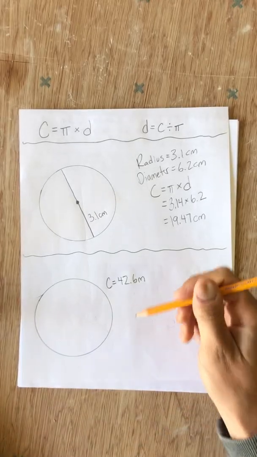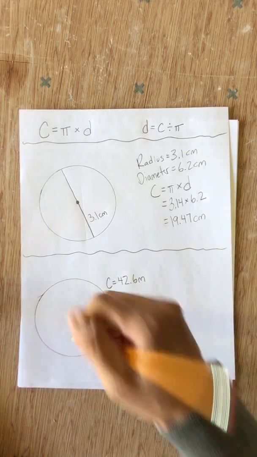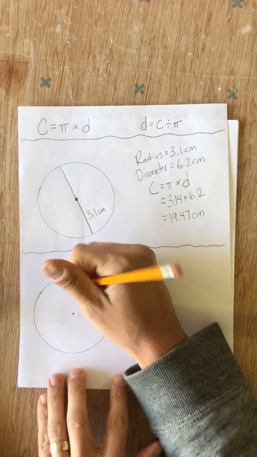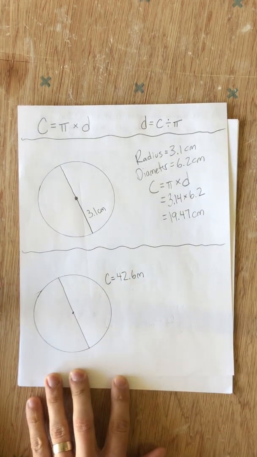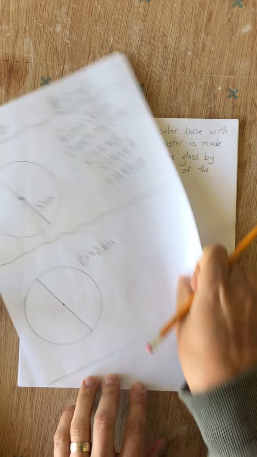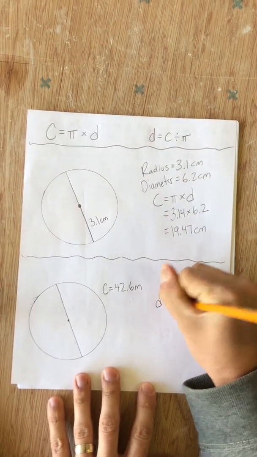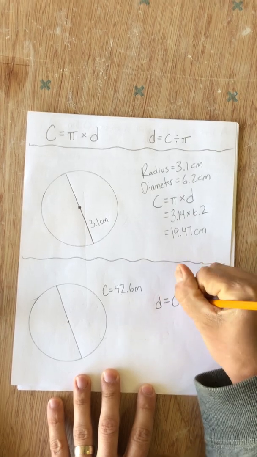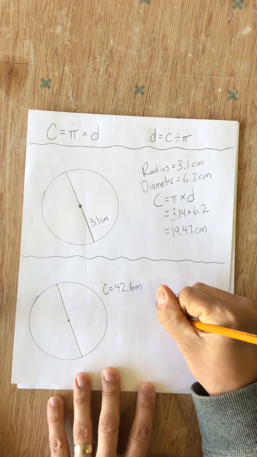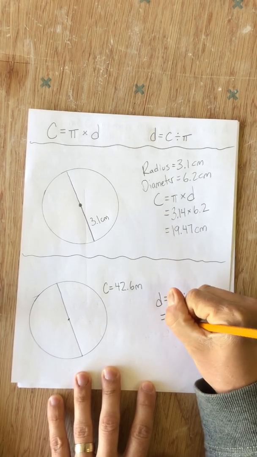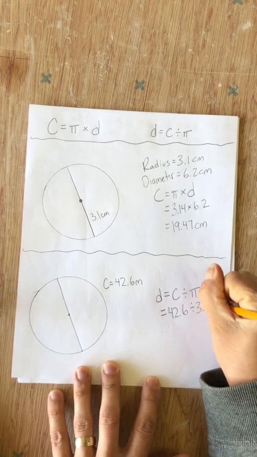Okay, now the second one down here. For this one, I'm given the circumference, the distance around the outside, and I want to find out what the diameter is, the distance across. For that one, I can just use this equation here. To find the diameter, I take the circumference and divide it by pi. So I take this number, 42.6, and divide it by 3.14.